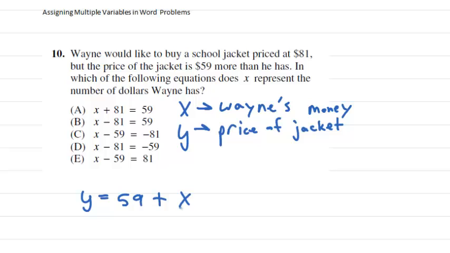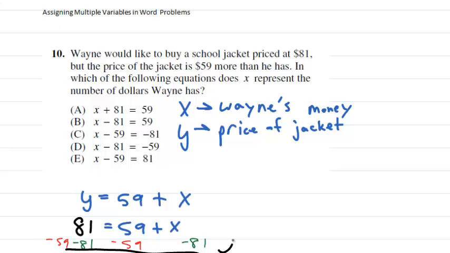We also know that the jacket costs $81. So I'm going to go ahead and just put 81 in for the price of the jacket. And 81 equals 59 plus X. If that were one of the answers, I could select it. But none of the answers look exactly like that. So I could take away 59 from both sides. And I could take away 81 from both sides, just to kind of move things around and see if I can get an answer that'll match the answers that are there.